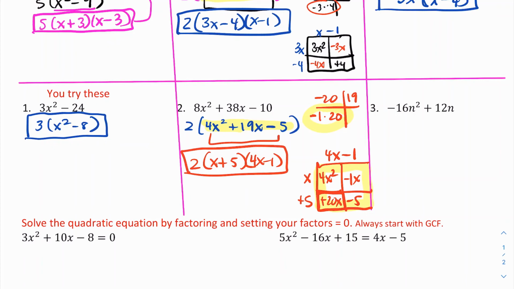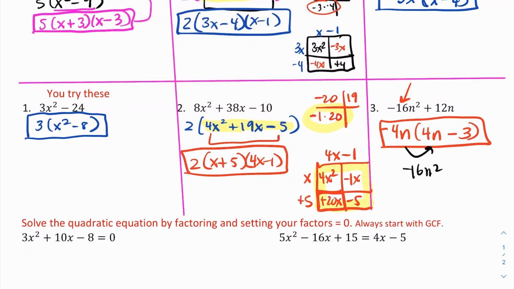The last one, the first term is negative, so I'm going to factor out a minus 4n, and that's going to leave me with 4n minus 3. And again, double check that by multiplying that out. If I multiplied that out, I would get negative 16n squared plus 12n, which is that, and if it isn't, then something's wrong. Okay, so these are your answers for those factors.